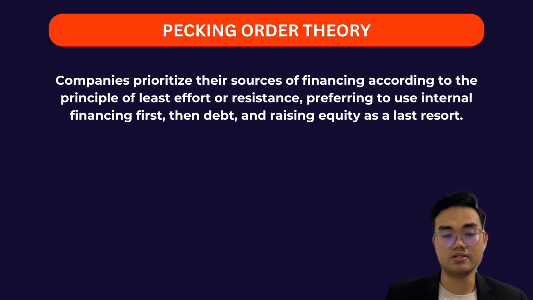What is the pecking order theory? Pecking order theory is a financial theory proposed by Myers and Majluf in 1984. It suggests that companies prioritize their sources of financing according to the principle of least effort or resistance, preferring to use internal financing first, then debt, and raising equity as a last resort. This theory helps explain the capital structure choices firms make and observed financing behaviors of companies.